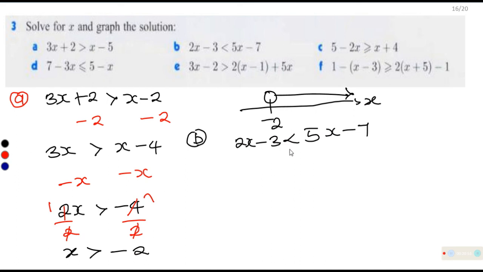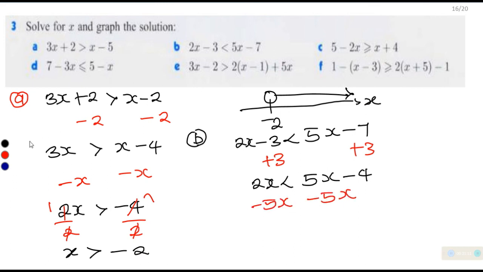So for B, we have 2x minus 3 less than 5x minus 7. Then we collect the like terms, using additive inverses. Let's add 3 to both sides. So that will give us 2x is less than 5x minus 4. And then we can subtract 5x from both sides. And that will give us 2x minus 5x, we have minus 3x less than minus 4.